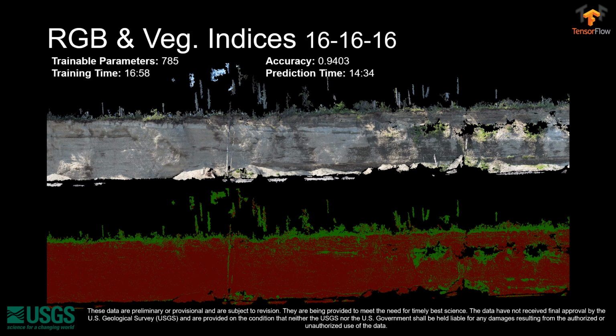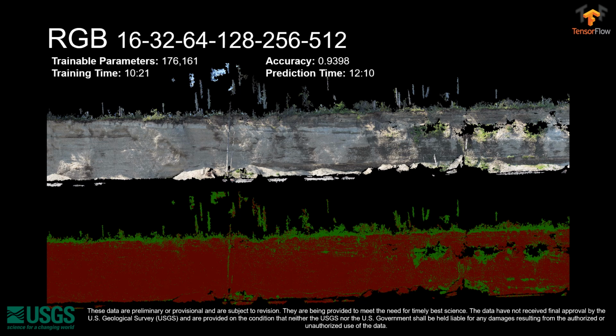But how does this work when we add any number of vegetation indices in addition to those RGB values? Well, when we add the vegetation indices, we see almost a doubling in the training time with a very, very minor bump in accuracy. So we take much longer to train. We only have a few more trainable parameters, but the accuracy goes up very minimally compared to the RGB only 3-layer model.